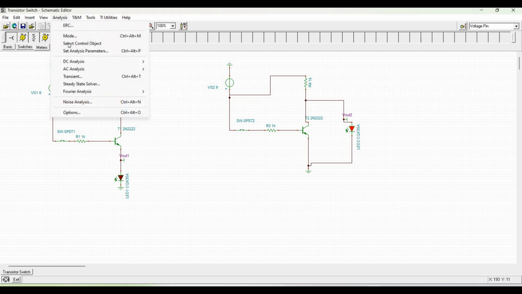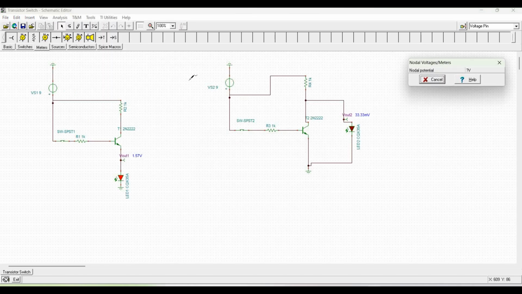In circuit 1, the LED is high when the switch is high, and in circuit 2, the LED is low when the switch is high.